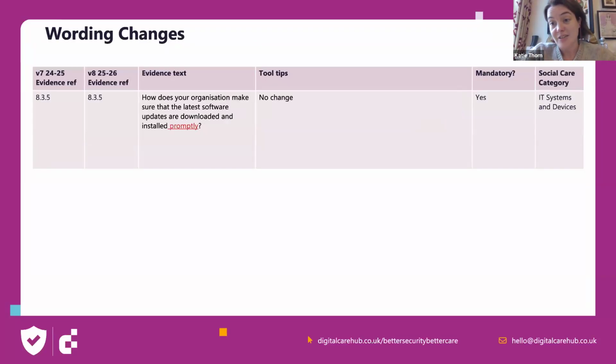And this is the final wording change, so just 7 wording changes this year. And that is around how does your organization make sure that the latest software updates are downloaded and installed promptly. That's the only addition this year. You need to make sure that if you get an alert on your computer system, which tells you you need to do an update, that that is responded to as soon as possible and it's not delayed all of the time by members of staff. I know they always pop up at particularly unhelpful times, but that's the only additional change there.